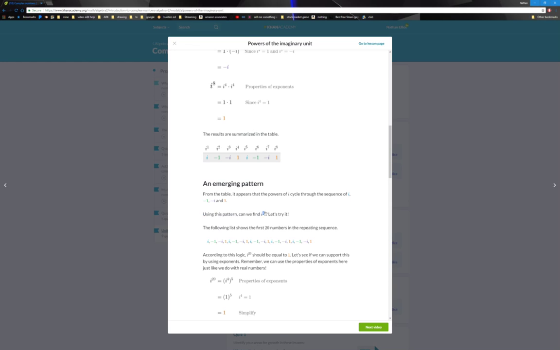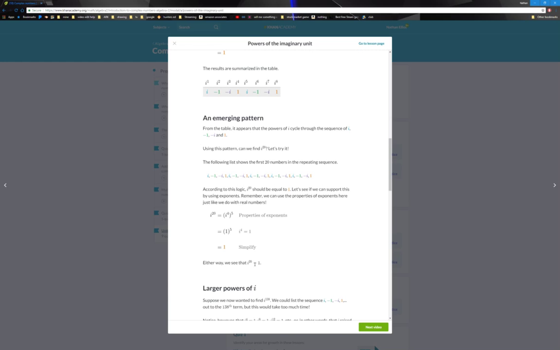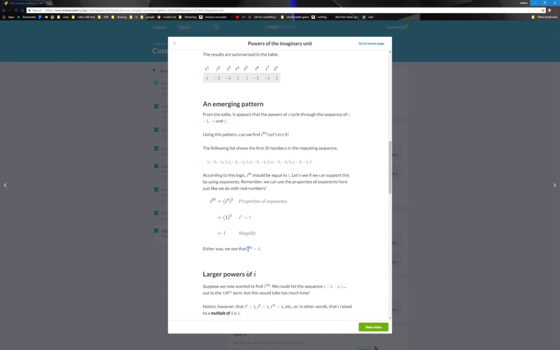Using this pattern, we can find i to the 20th. Following the list, which shows the first 20 numbers in the repeating sequence, according to this logic, i to the 20th should be equal to 1. Let's see if we can support this with exponents. Remember that we can use properties of exponents just like we did with real numbers. So we could do i to the 4th, to the 5th power. So that's going to be 1 to the 5th, well, that's just 1. So we do see that i to the 20th is 1.